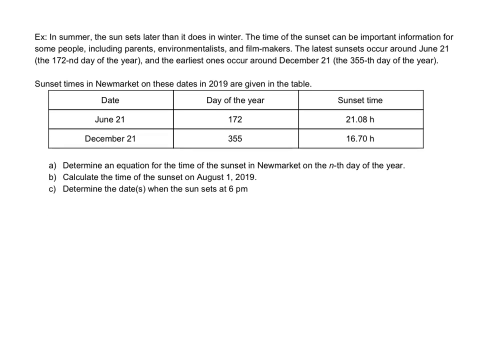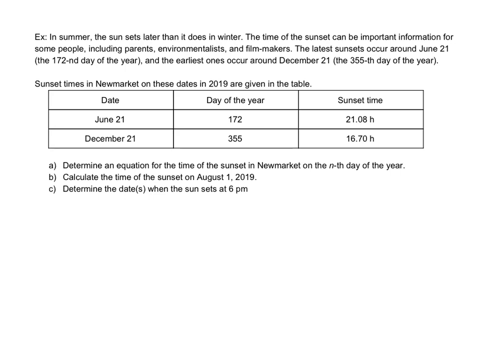In summer, the sun sets later than it does in winter. The time of the sunset can be important information for some people, including parents, environmentalists, and filmmakers. The latest sunsets occur around June 21st, which is the 172nd day of the year, and the earliest ones occur around December 21st, which is the 355th day of the year. So that right there already gives you your max and your mins.